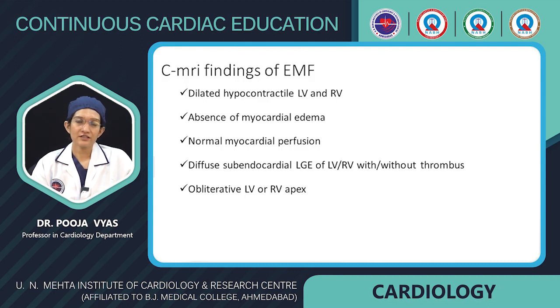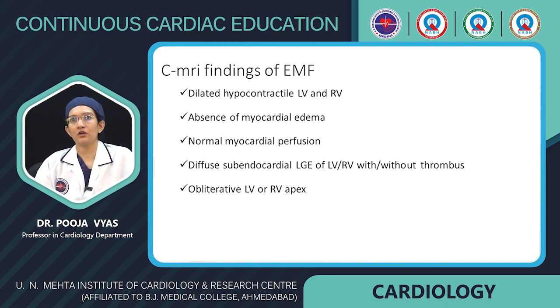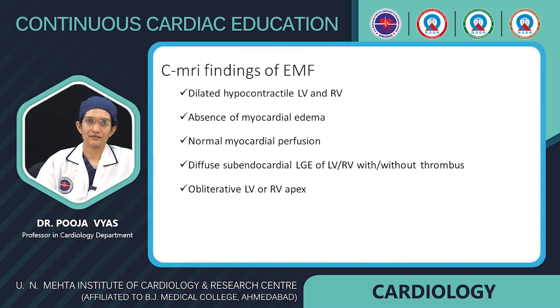Cardiac MRI findings seen in endomyocardial fibrosis are dilated hypocontractile LV and RV, absence of myocardial edema, normal myocardial perfusion, diffuse subendocardial late gadolinium enhancement of LV or RV with or without thrombus, and obliteration of the LV or RV apex.